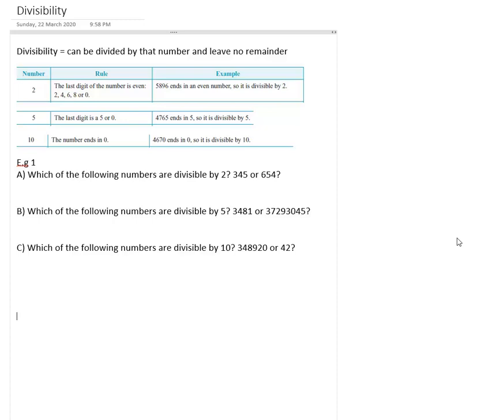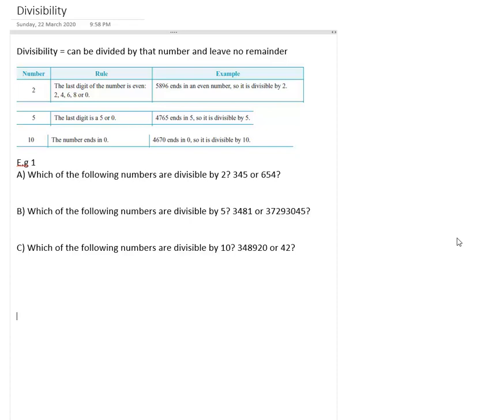Divisibility tests for the numbers 2, 5, and 10. Now, you may be already familiar with these, but we'll go over them quickly just for your benefit. To test if a number, and it could be any number, is divisible by 2, we just need to look at the last digit. If that last digit is even, that is a 2, 4, 6, 8, or 0, then the whole number is also going to be divisible by 2. So we just need to look at the last number for the number 2.